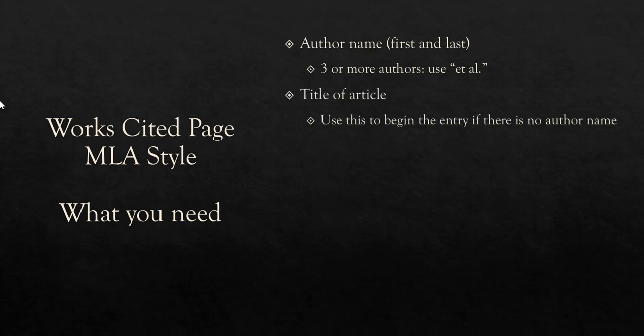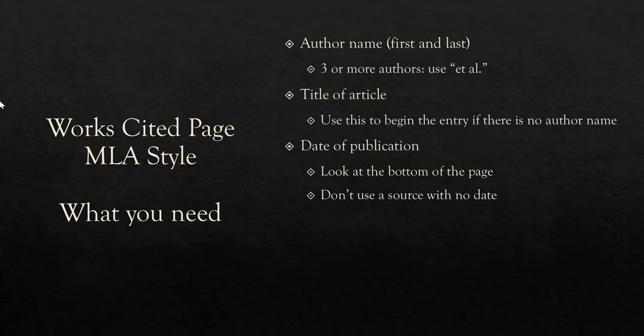You need the title of the article, and if there is no author name, which is sometimes the case, you can use the title of the article to begin the entry. The date of publication. If it's not very obvious, listed right underneath the title or somewhere at the top, you can scroll all the way to the bottom of a web page, and often you can at least find a year of publication down at the footer. If you can't find a date at all, it's not a good source.